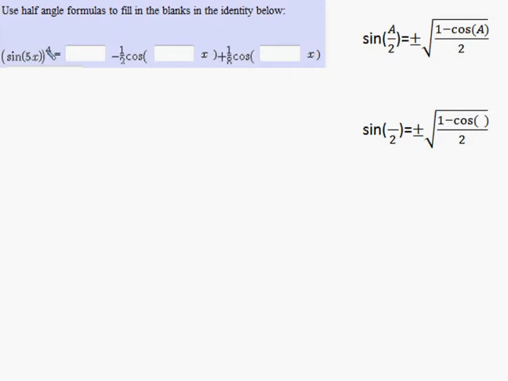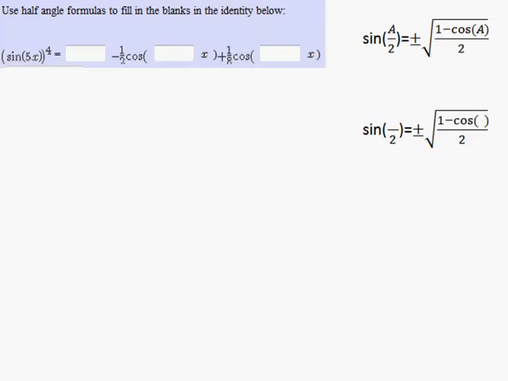We are asked to find the fourth power of the sine of 5x, but the tricky part is we need to write our answer in the given form here in a way such that we could just fill in the blanks. So to start off, you would use the half angle identity that says that the sine of a over 2 can be written in the following way.